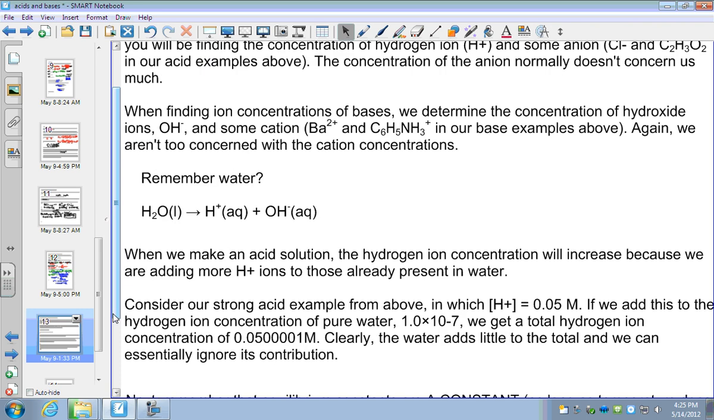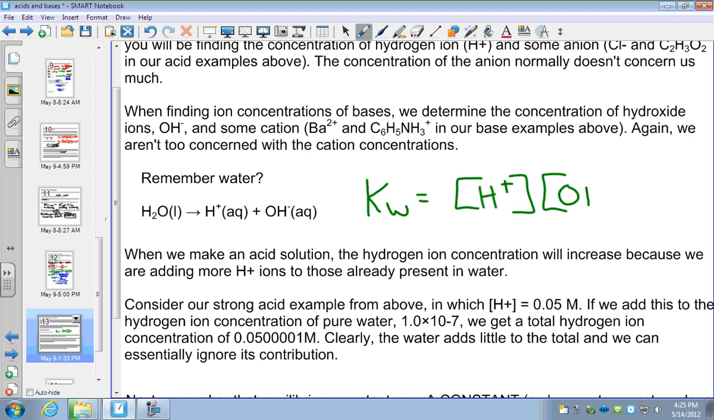Remember water, we found that its Kw was equal to the concentration of H ions times the concentration of OH ions. And we found that this was 1.0 times 10 to the minus 14. We did this work at the beginning of yesterday's class. We didn't include water because it's a liquid. When we make an acid solution, the hydrogen ion concentration will increase because we are adding more H ions to those already present in water.